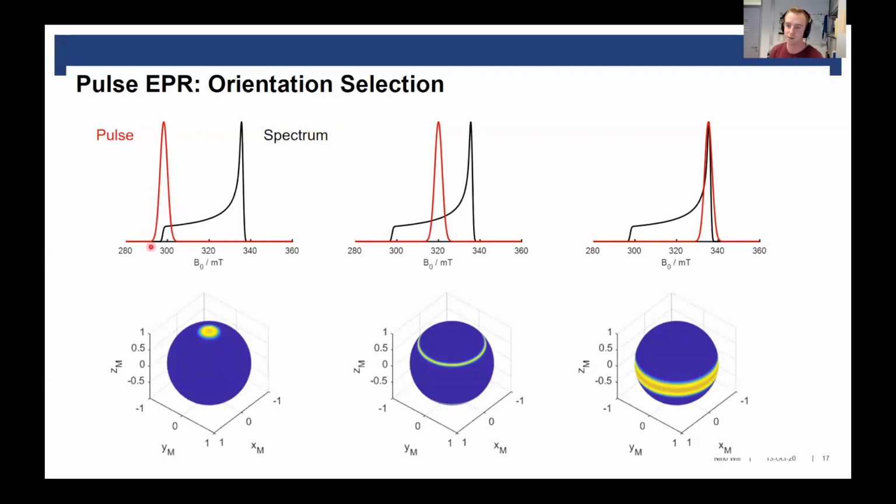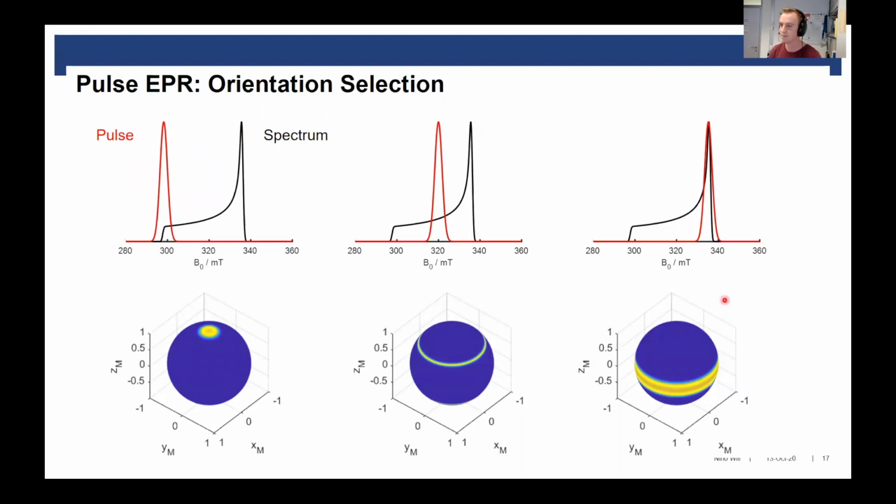If we decide to do it here, you only excite these spins here, and these actually correspond to a certain orientation that I highlighted on the sphere here. So if you do it here, you're very selective for molecules that are aligned with the external magnetic field. If you choose another field, you choose another angle of this distribution. If you do it on the maximum, you're choosing spins that are in the XY plane.